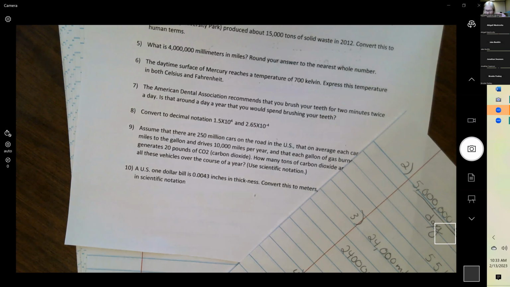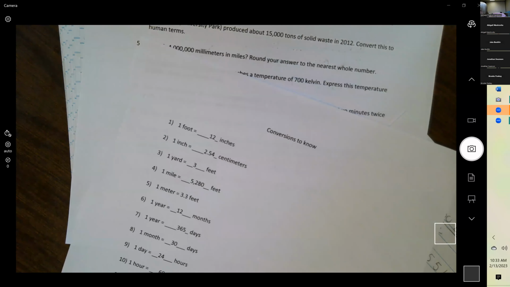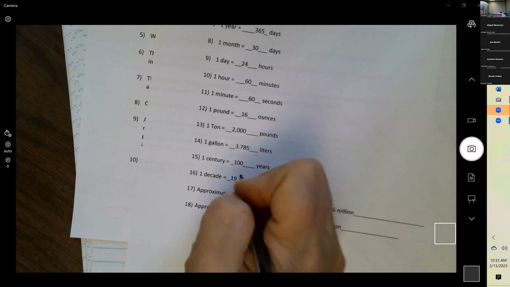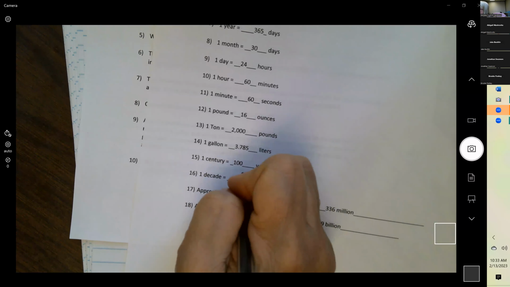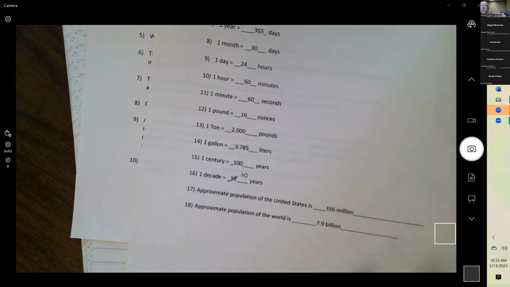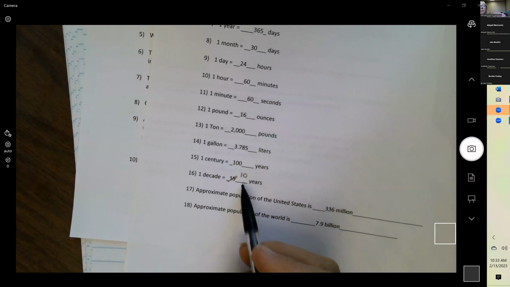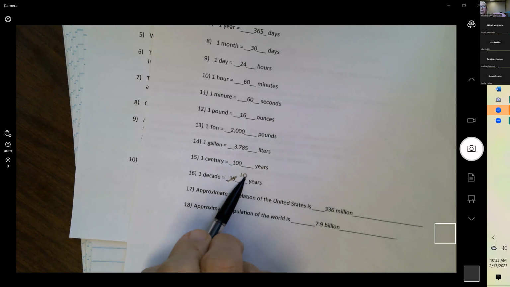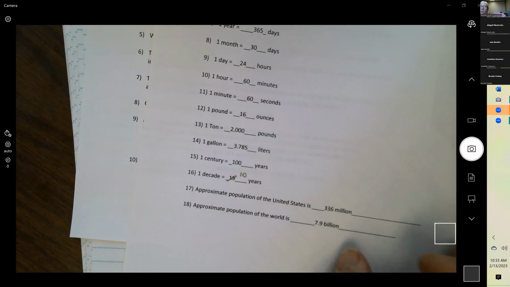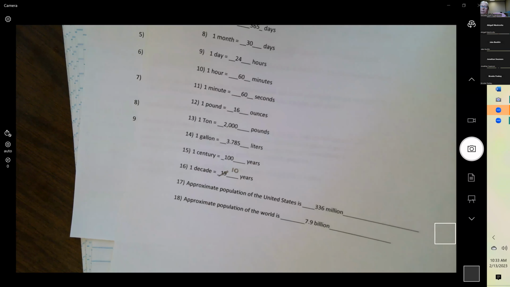One decade should be 10. Did I put 19? This should be 10. My keyboard is my mouse pad and sometimes things get messed up, but this should be a 10. Thank you for catching that. I will go on and fix it after, but.